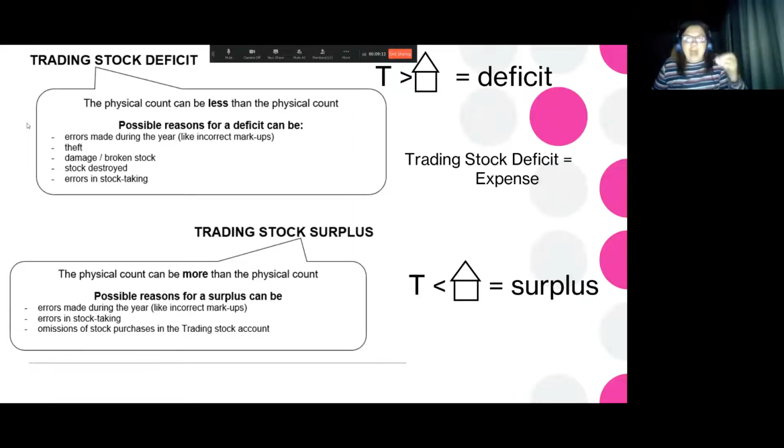Therefore, if my trial balance, the T account, our general ledger balance, is less than our warehouse, our physical count, we will have a surplus. A trading stock surplus is an income.